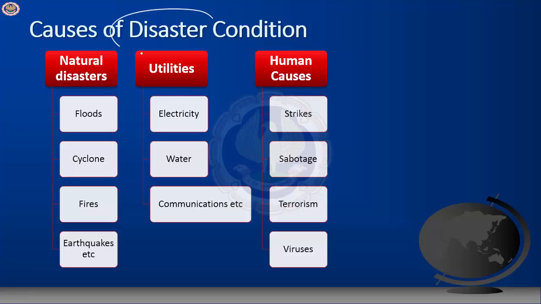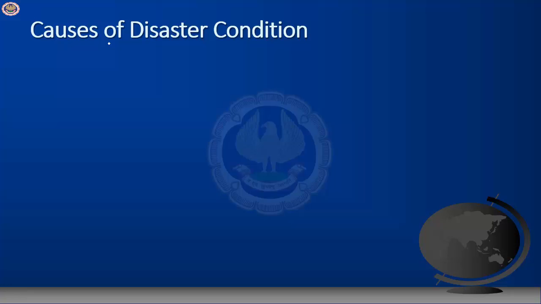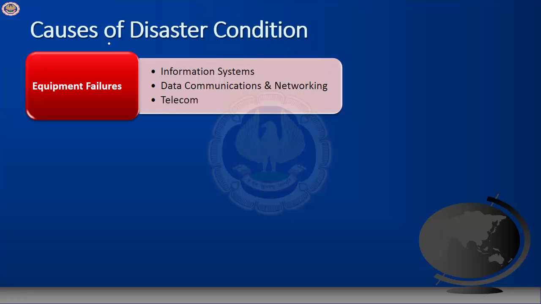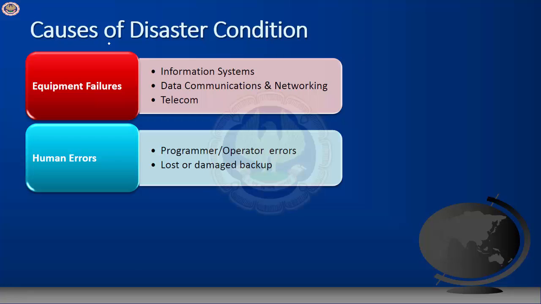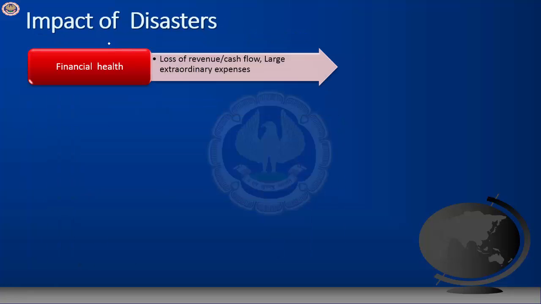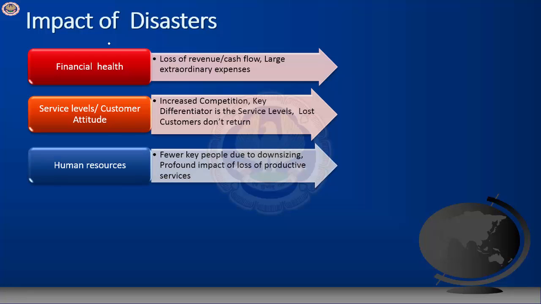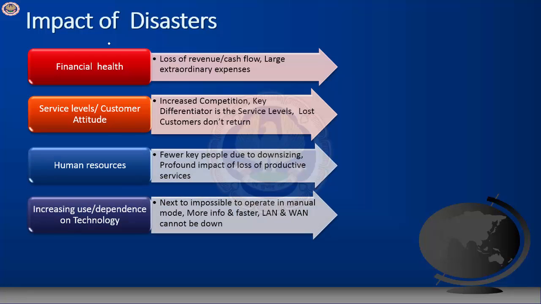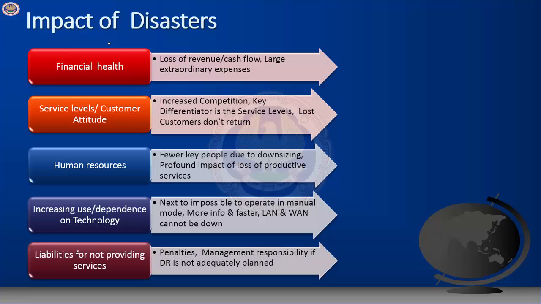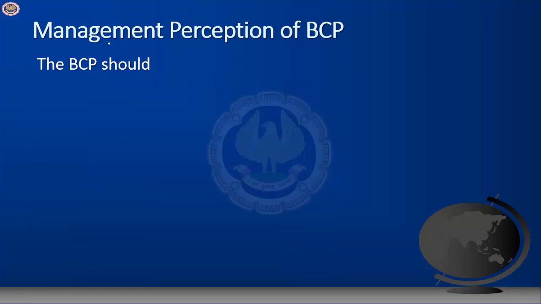When you're preparing a business impact analysis, you'll envisage the different types of disaster scenarios. You'll consider the different types of threats and decide how you're going to mitigate these threats. Let's look at the different causes of disaster conditions. There could be equipment failure, there could be human errors, there could be contamination. What is the impact of the disasters? If you look at it from the financial health, there could be loss of revenue. If you look at it from the service level, customer attitude, the human resources, and the dependence on information technology. And there are also liabilities for not providing the services as per the contract.